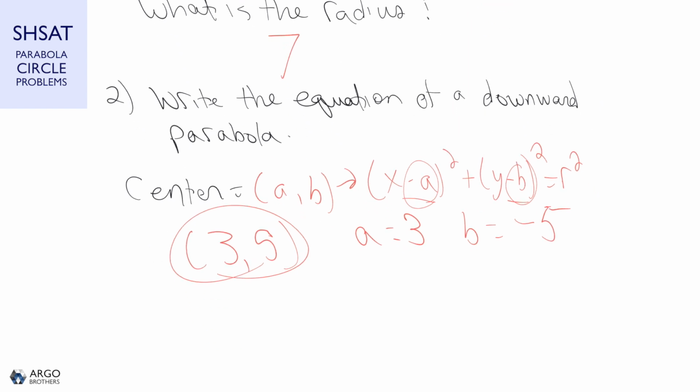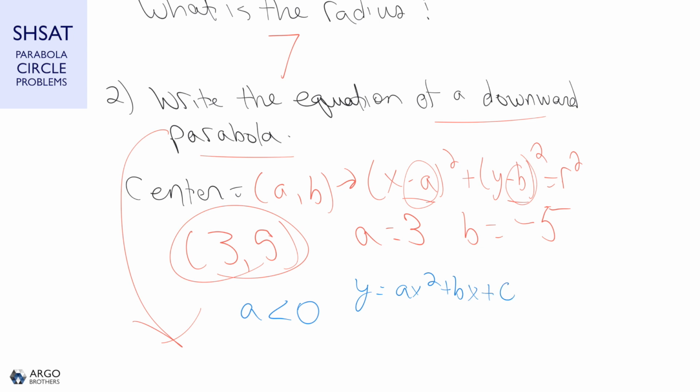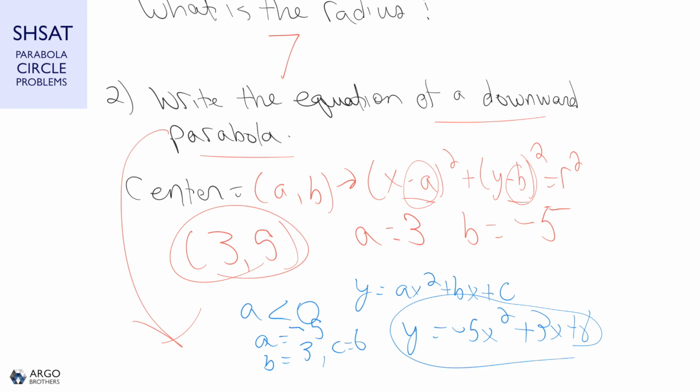Alright, so now write the equation of a downward parabola. The main part of this question to understand is that it will have an a value that is less than 0. And we know that the general form is y equals ax squared plus bx plus c. So we can pick a as negative 5, b as 3, and c as 6, let's say. So y equals negative 5x squared plus 3x plus 6, and that is our downward parabola.